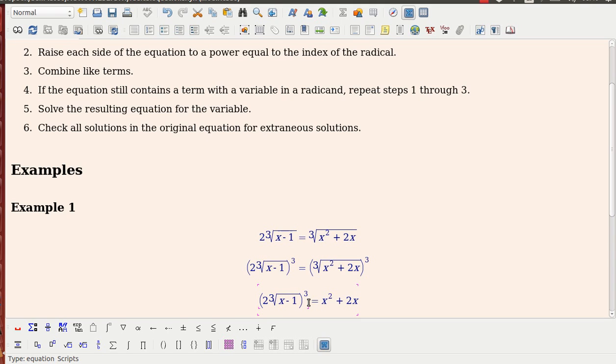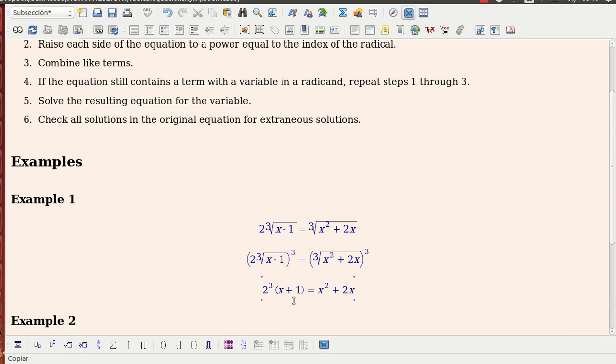And on the other side, we have to apply properties of exponents. We have the cubic root of a multiplication of two terms, so 2 to the third power times the cubic root of x minus 1 to the third power. We can apply the same property we applied on the left side, so this is 2 to the third power times the factor x minus 1.